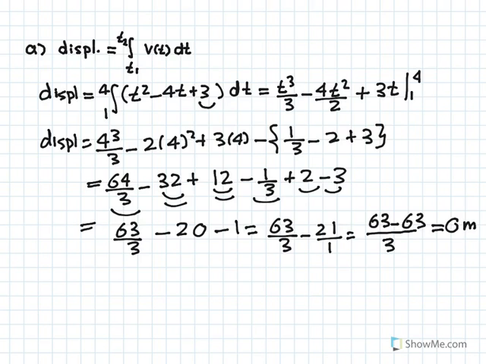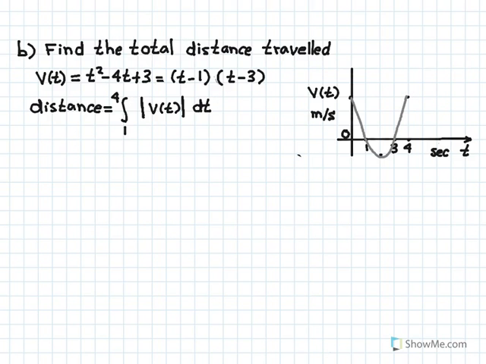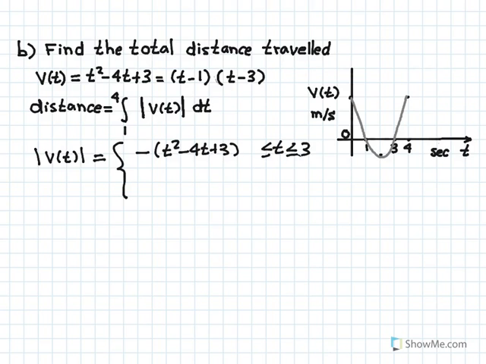All right, let's look at part B. In part B, we have the velocity is t squared minus 4t plus 3, and our goal is to find the distance. The first thing we need to do is to change the absolute value in such a way that we can get rid of the absolute value. So absolute value of v of t is going to be minus t squared minus 4t plus 3 when t is between 3 and 1.